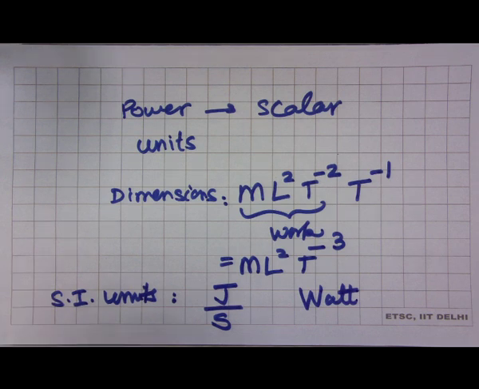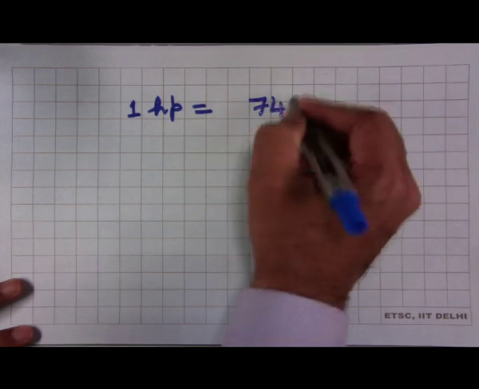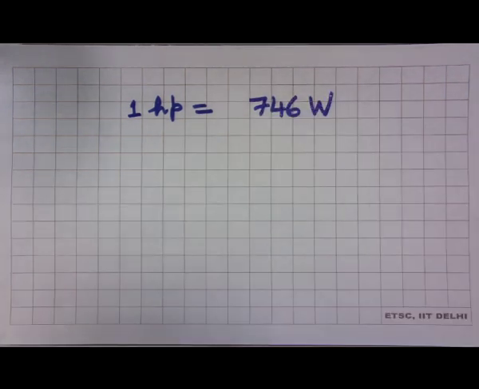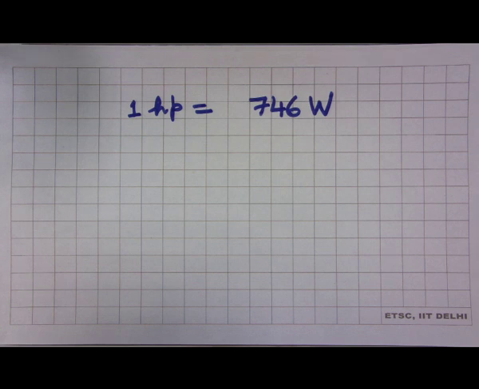So, 1 watt is equal to 1 joule per second, and often you will also see a term called horsepower, which is used for power, and 1 horsepower is equal to 746 watts. This comes from British units, so we just keep it because it is often very much used.